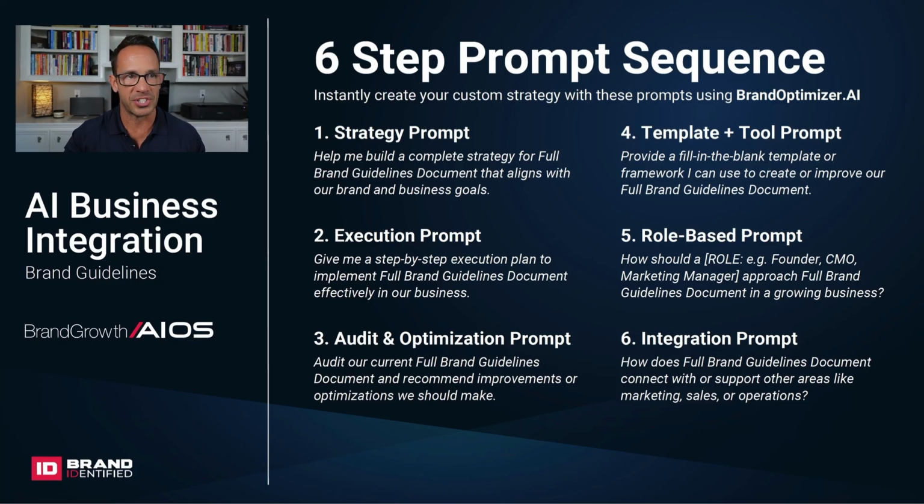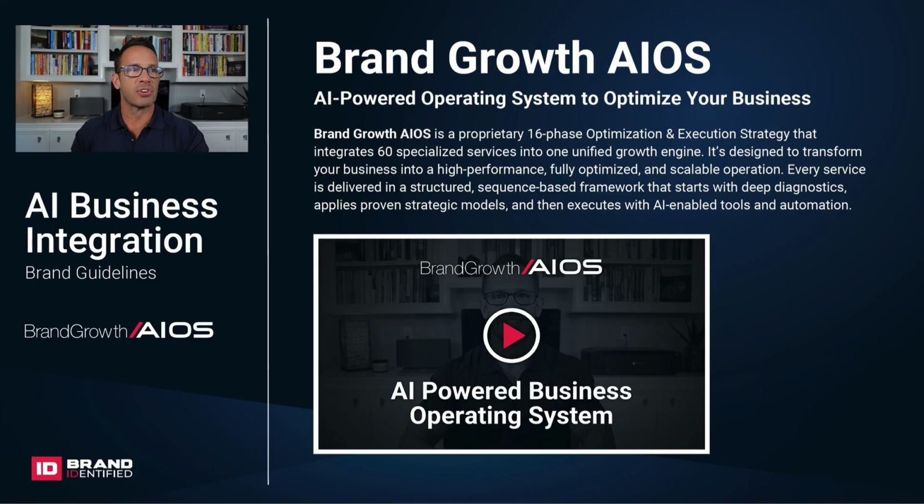So last up here is the Brand Growth AIOS, an AI-powered operating system to optimize your business. It is a proprietary 16-phase optimization and execution strategy that integrates 60 specialized services into one unified growth engine. It is designed to transform your business into a high-performance, fully optimized, and scalable operation. Every service is delivered in a structured, sequence-based framework that starts with deep diagnostics, applies proven strategic models, and then executes with AI-enabled tools and automations.